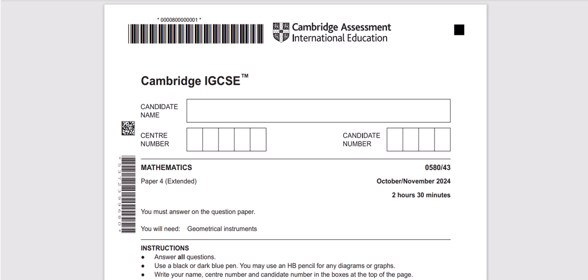Bismillahirrahmanirrahim. Today I am going to solve the past paper of IGCSE. This subject is mathematics, paper number 4, also called the extended paper. The paper code is 0580 and the paper version is 43, held in October/November 2024. The total time is 2 hours and 30 minutes.